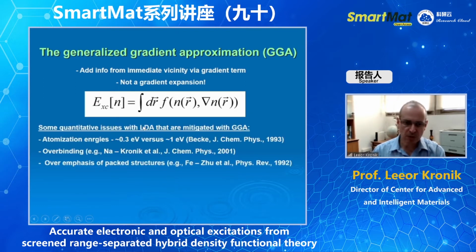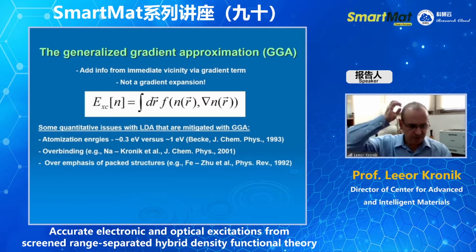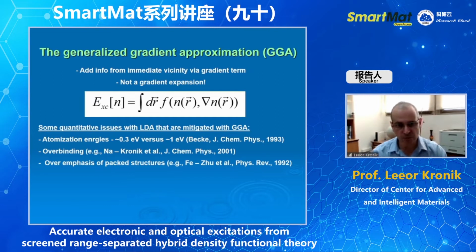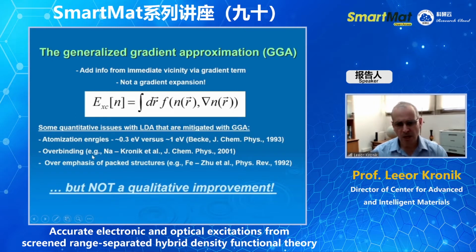And people have been working on that for many years. And it really does improve things. For example, it improves the quantitative accuracy of calculations of quantities like atomic energies. It improves overbinding that is typically found in LDA. And it improves the overemphasis of packed structure that LDA usually does. But it doesn't change qualitatively over LDA. It's about the same, it's just quantitatively more accurate, which is a good thing.